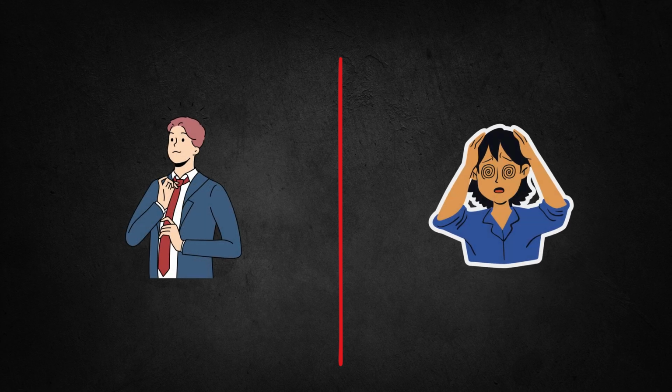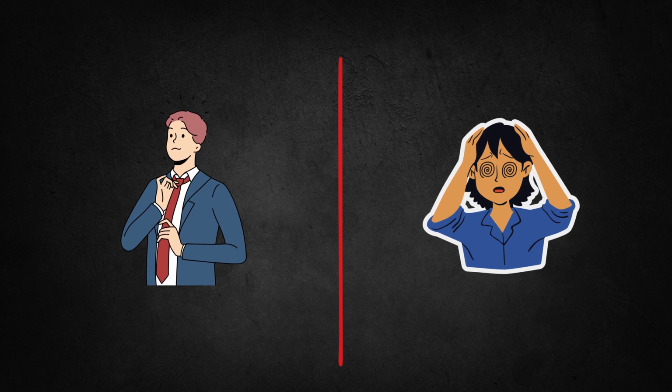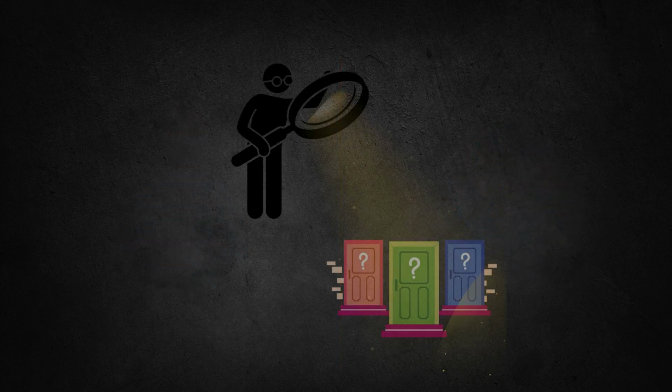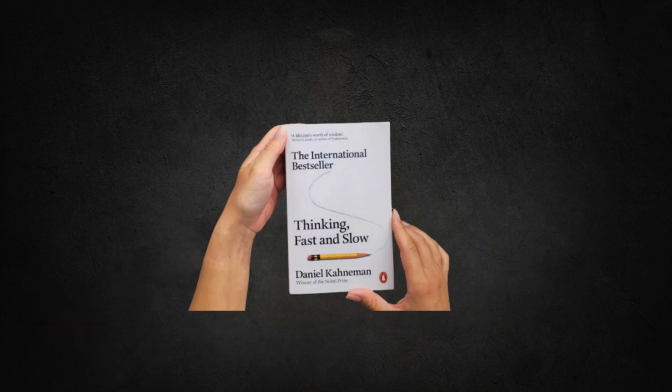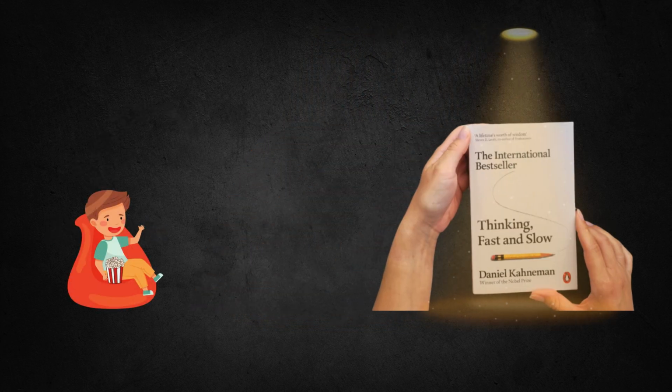Ever wonder why we sometimes trust gut feelings but other times overthink things? Why do we splurge on things we don't need, yet overanalyze small choices? In today's video, we'll take you chapter by chapter through Daniel Kahneman's Thinking, Fast and Slow, loaded with real-life examples. Stick around to uncover how your mind works and learn how to make smarter decisions.